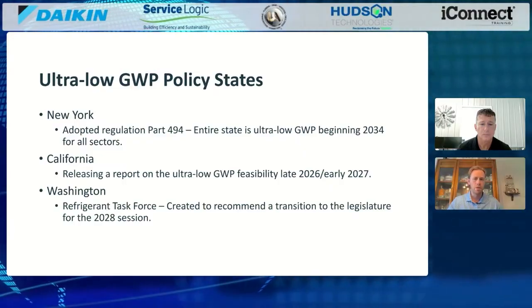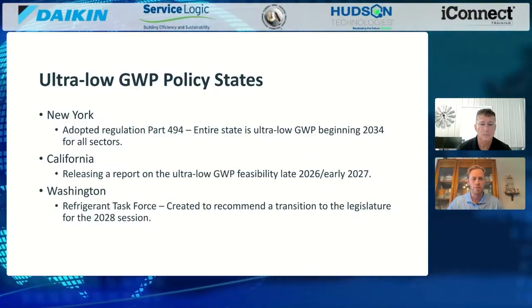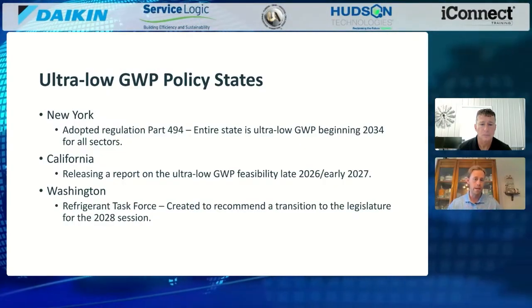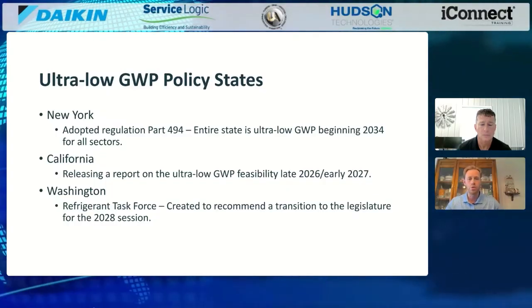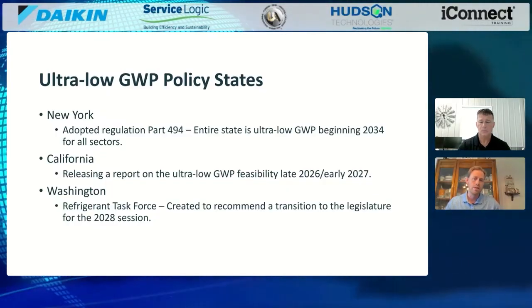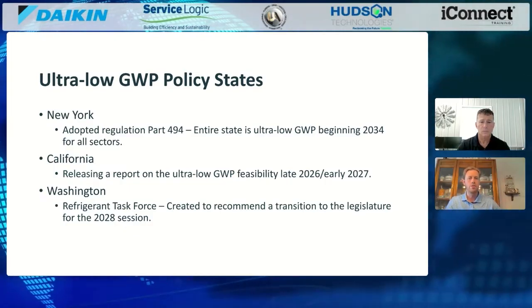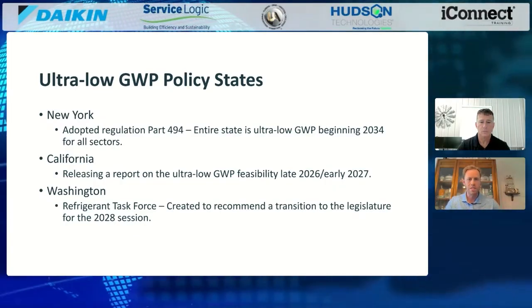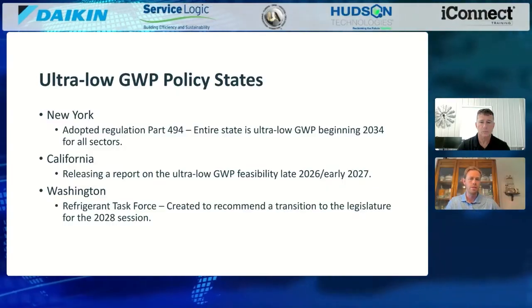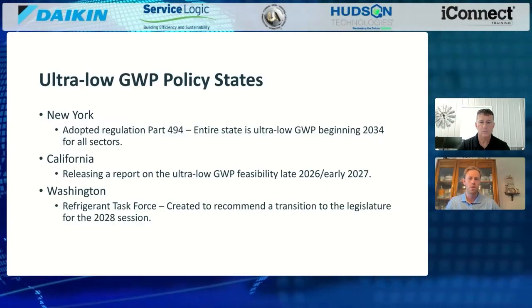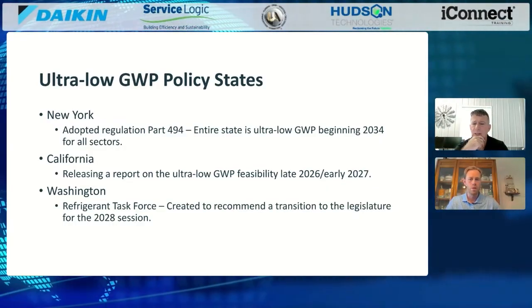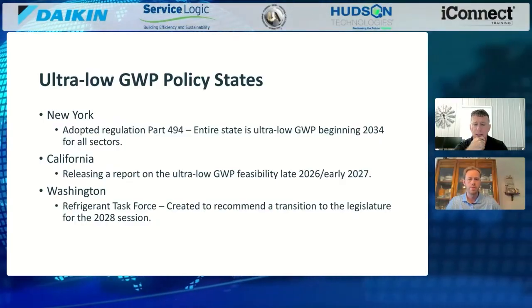So, to give you an idea, I moved the slide over to show the three states right now that are looking at ultra low GWP policies. New York has the adopted one, like you talked about. The entire state, there are transitions, but the entire state will be ultra low GWP beginning in 2034. January 1, 2034, every single sector will be ultra low GWP.